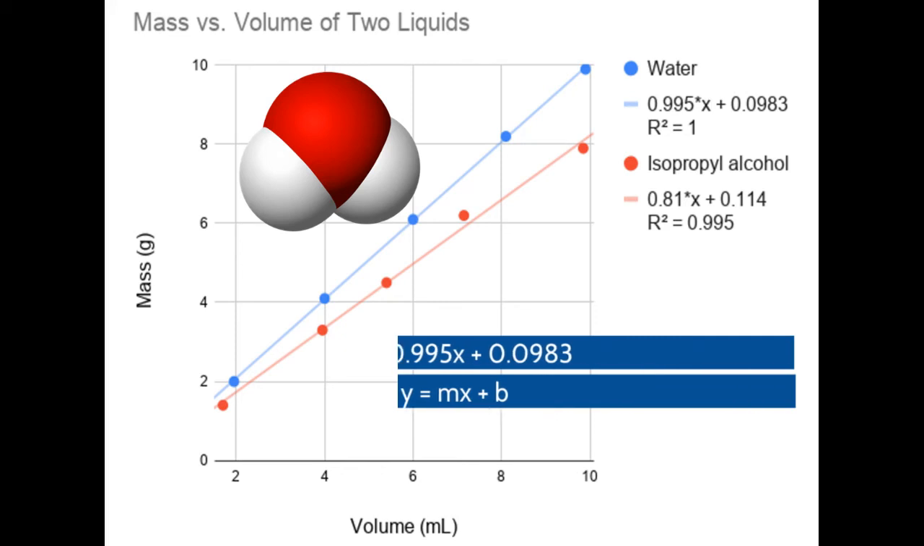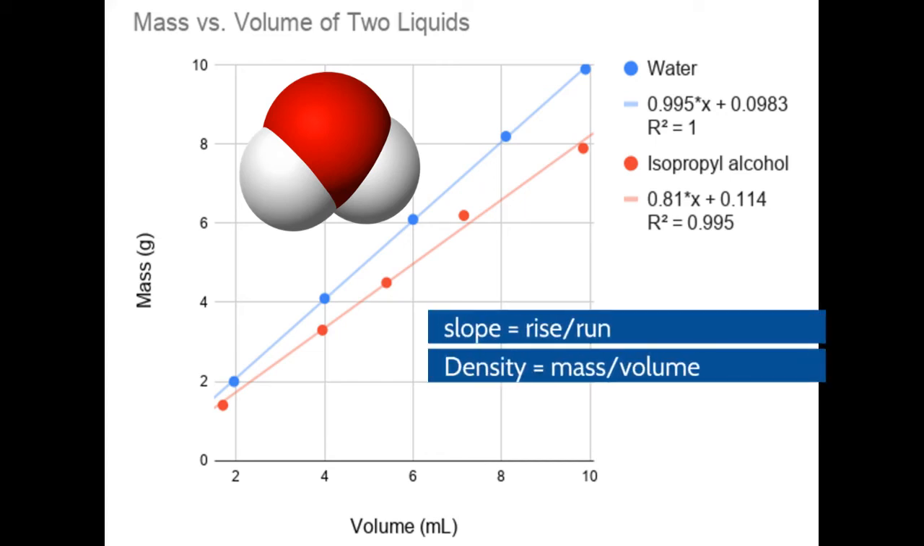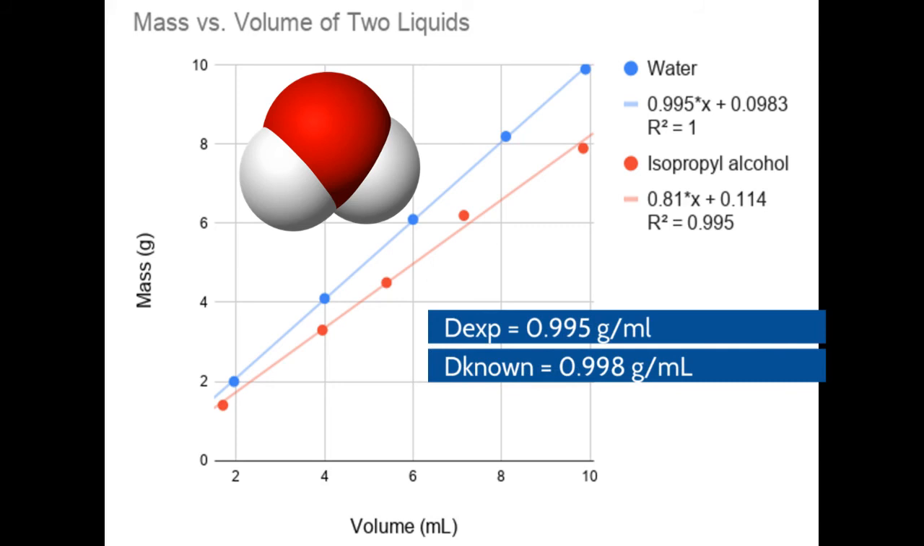Now, if we think about what this graph is telling us, the rise over run is the slope. On this particular graph, the rise is the mass and the run is the volume. So the slope, rise over run, equals mass over volume. That means that the slope on this graph is actually telling us the density. So the density in our equation for the line of best fit shows us that the slope is 0.995. That actually means that experimentally, we have determined the density of water to be 0.995 grams per milliliter.